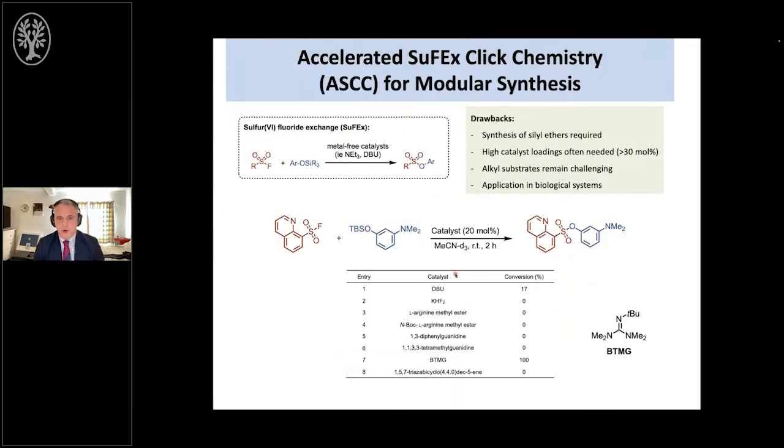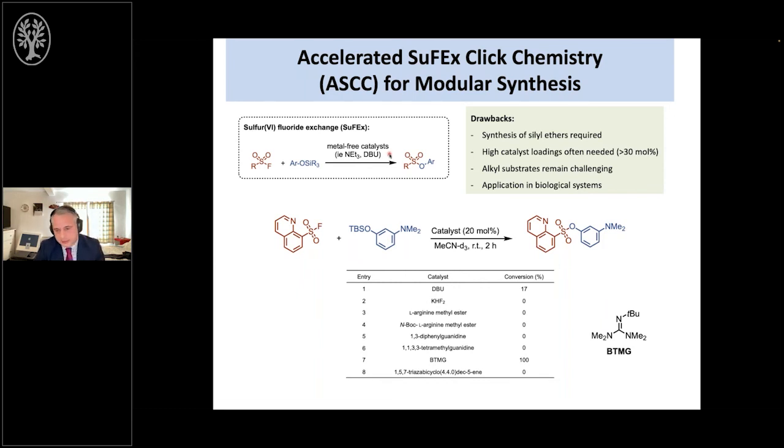Right, I'm going to finish off by talking about some very recent work that we published. We called it Accelerated SuFEx Click Chemistry. It's just an improvement on existing SuFEx, really. SuFEx is a great reaction, but it can be hampered by often requiring high catalyst loadings, 30, even 40% sometimes. And generally, you need to make the aryl silyl ethers, which isn't a big problem. You know, they're easy to make. But if you want to do a huge library synthesis, it adds an extra step. So if we can remove the burden of making an aryl silyl ether and reduce the catalyst loading, then it's going to be a good day in the lab.